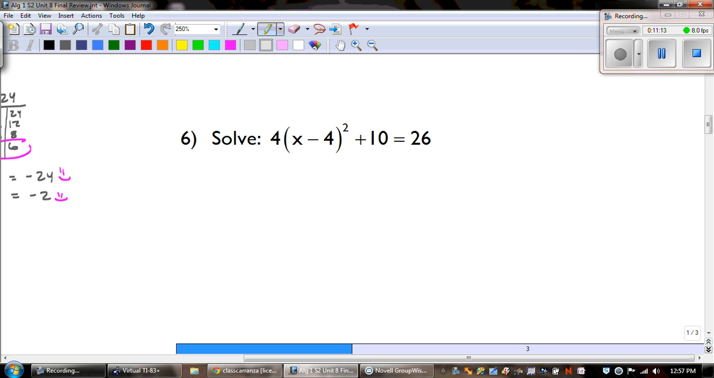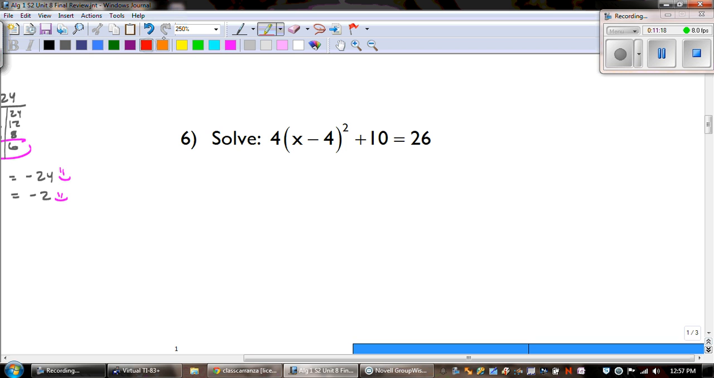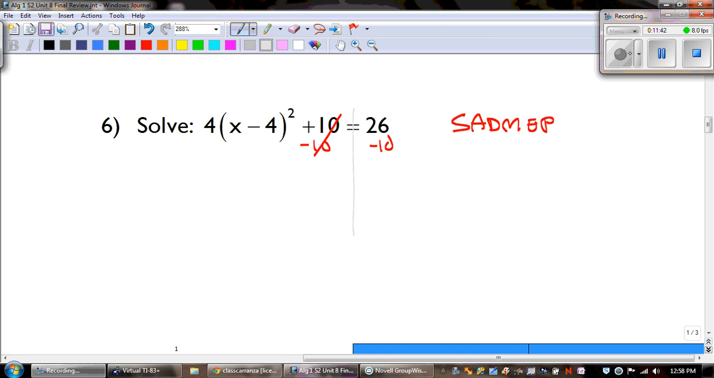All right, number 6. Now, when it's set up in vertex form like this, we're going to solve by what method? SADMAP, okay? We want to get the x all by itself. So the first thing that we're going to do is get rid of addition or subtraction, which means that 10. So I'm going to subtract 10 from both sides.